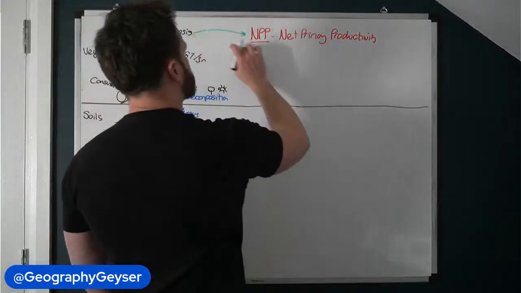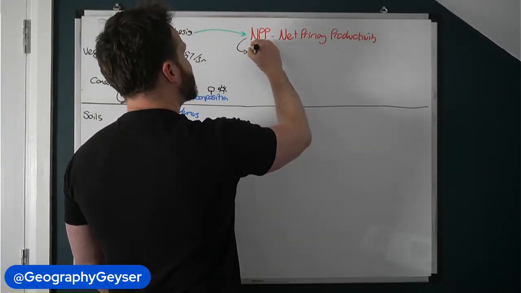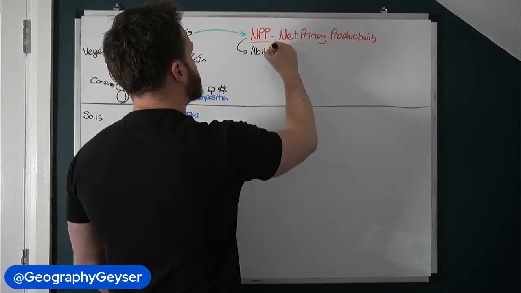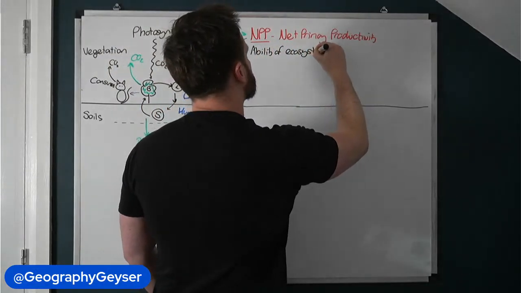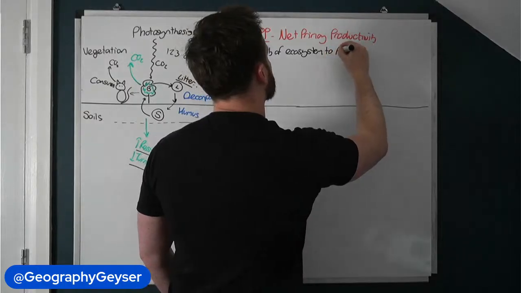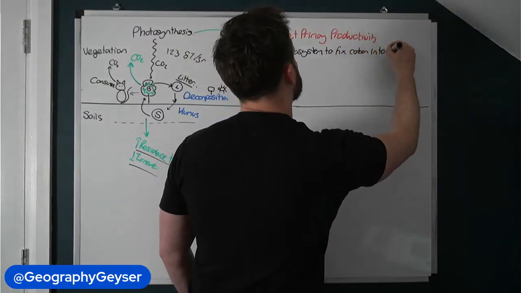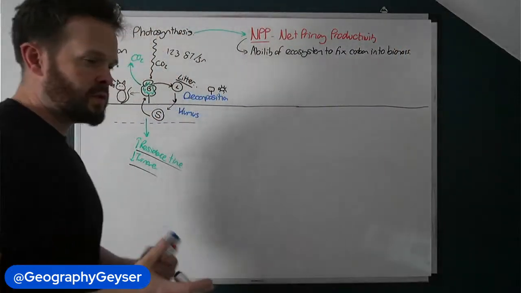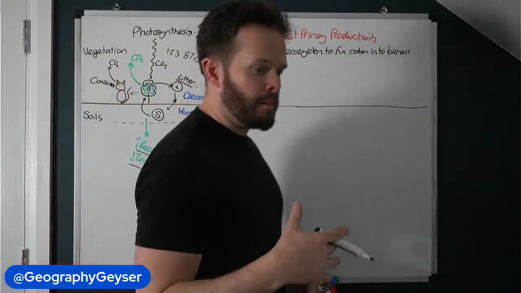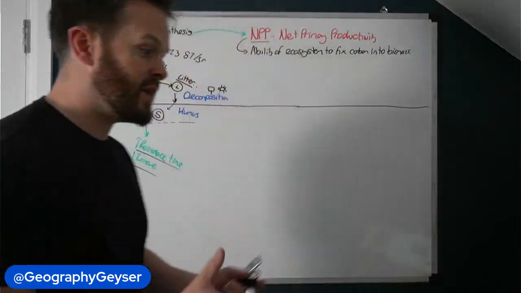So the photosynthesis is linked to net primary productivity, and that is the ability of an ecosystem to fix carbon into biomass. So we know that some ecosystems are better at fixing carbon than others. Yeah, we know that for a fact.